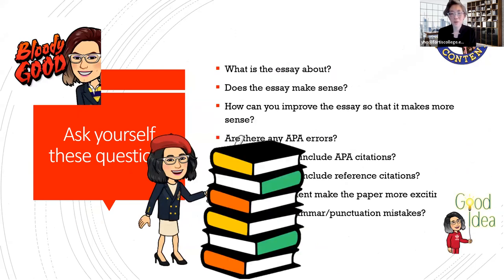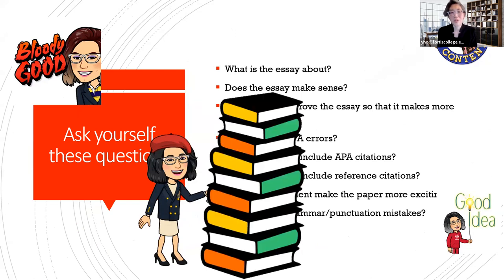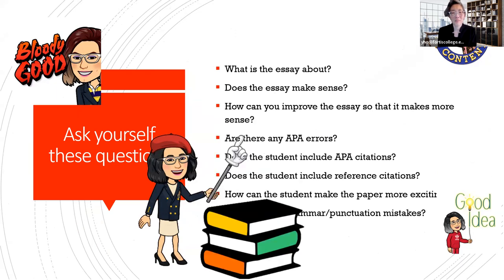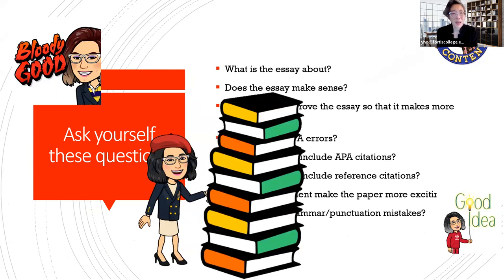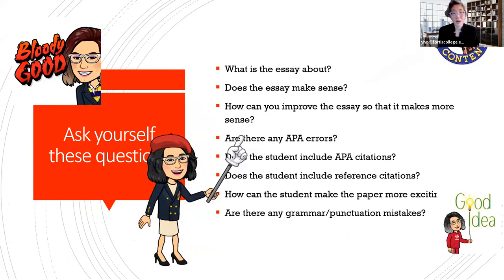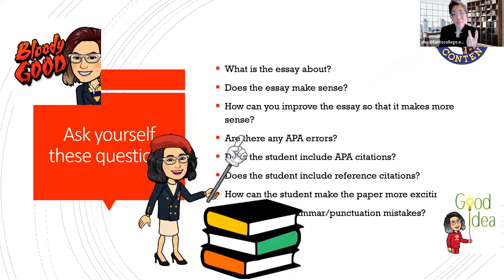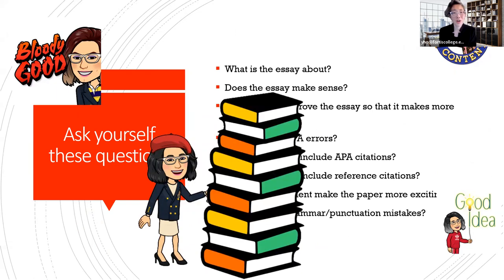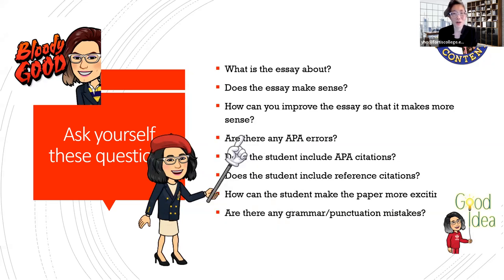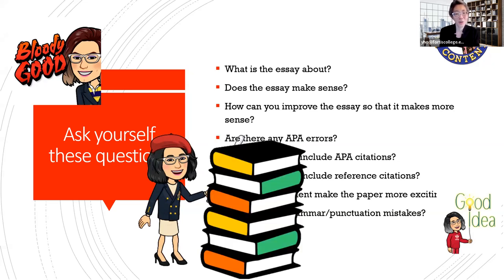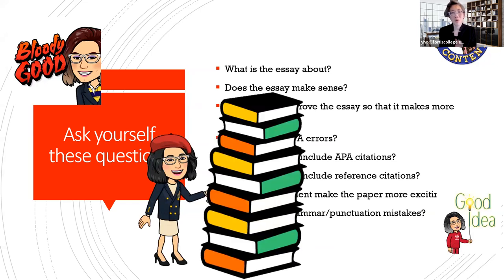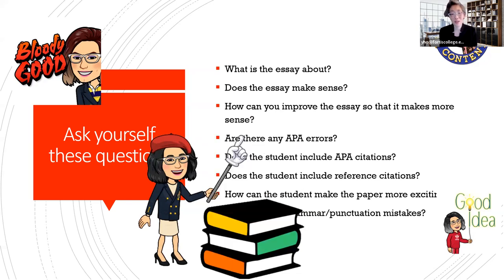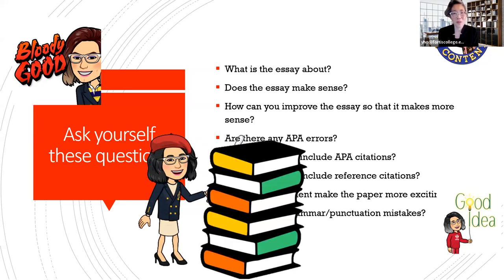And so, more peer review questions. You would ask that person, well, Denisha, what exactly is your essay about? Your essay makes no sense. You're making a lot of APA errors. You have to have the author, the date, and the page number for your direct quote. And for your paraphrase, you only need an author and the date. You don't need to put quotation marks in your paraphrase. So that's APA errors. Or you can write, you don't even have any APA citations. You're going to lose points.